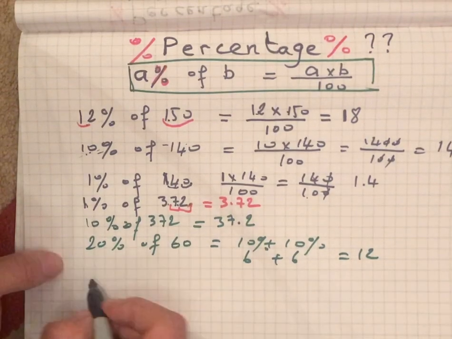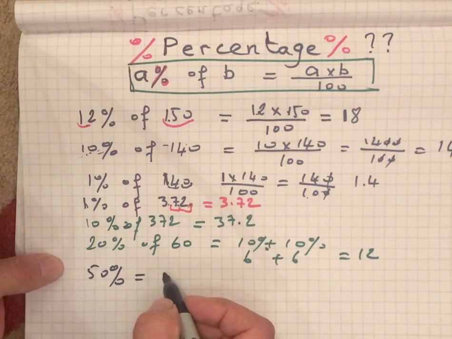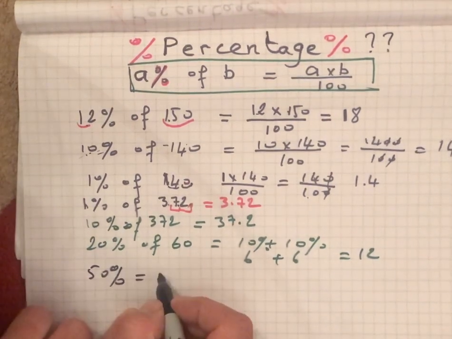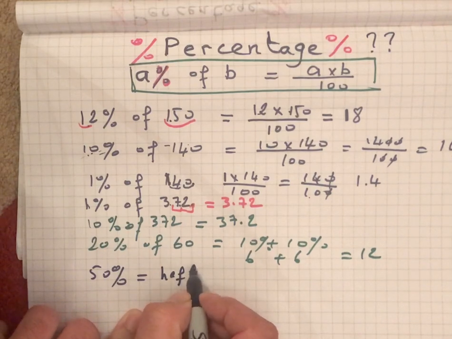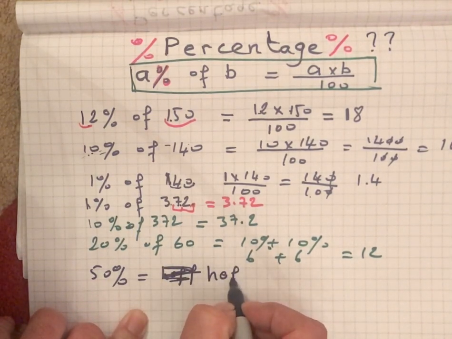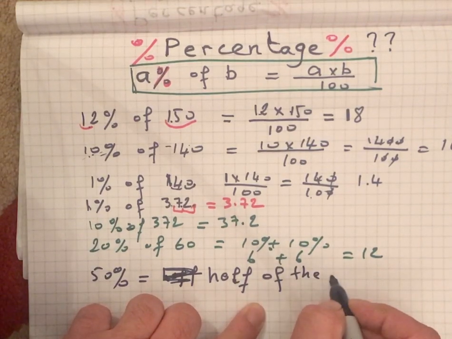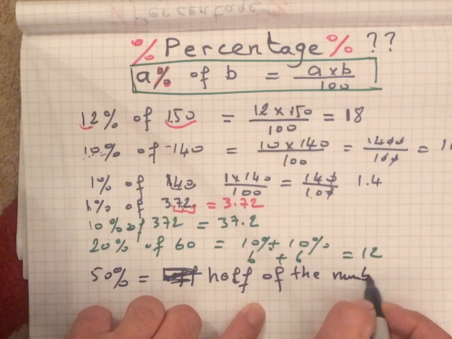50% is very easy. 50% of any number is equal to half of that number. Half of the number given.